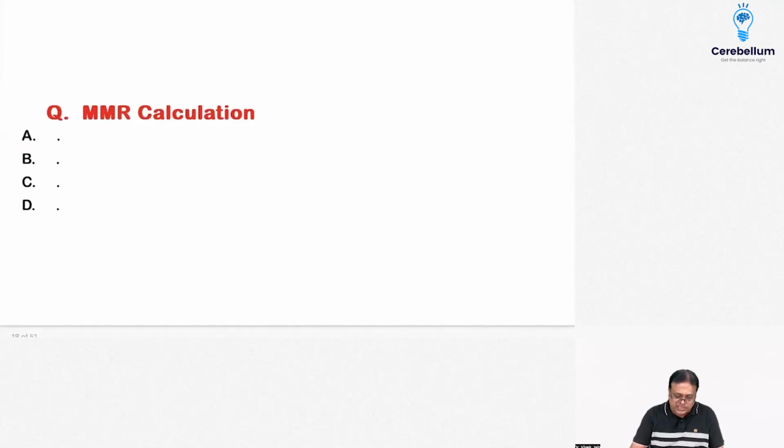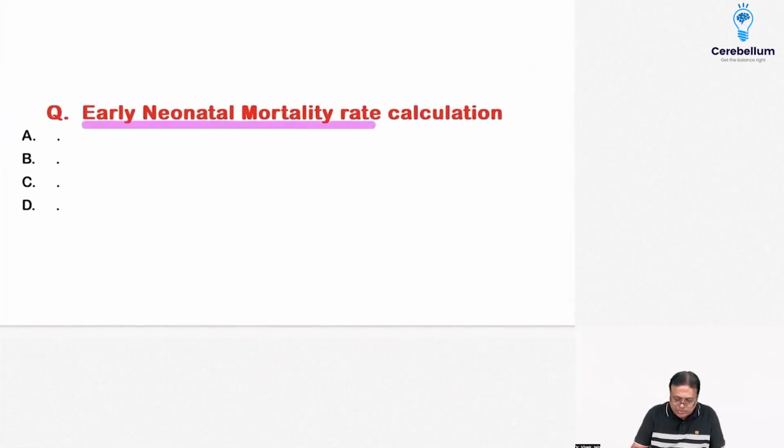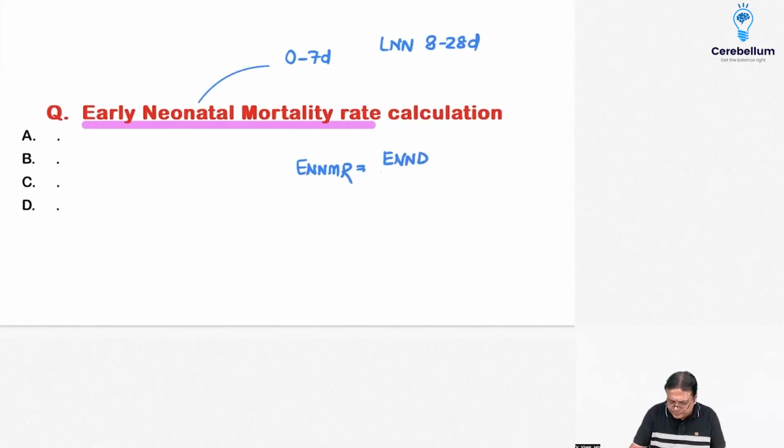There was a question on MMR calculation. I'll come to that because students are not able to tell me beyond this. There was a question on early neonatal mortality rate calculation. Students say they were not able to tell me the values. Early neonatal is 0 to 7 days. Late neonatal is 8 to 28 days. So we know all mortalities. Early neonatal mortality rate will include early neonatal deaths upon live births in 2000.